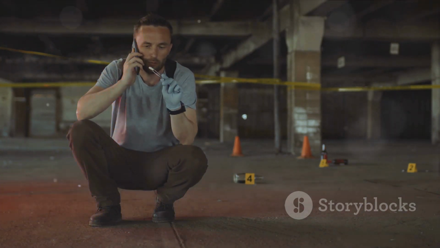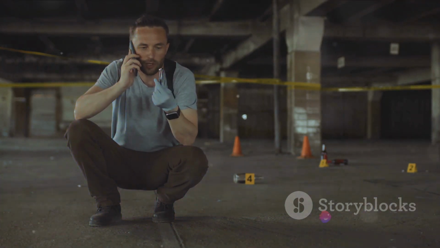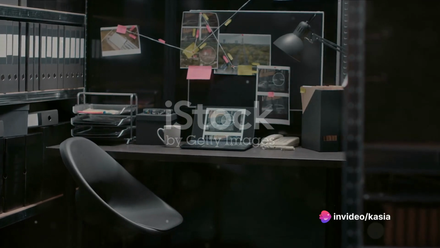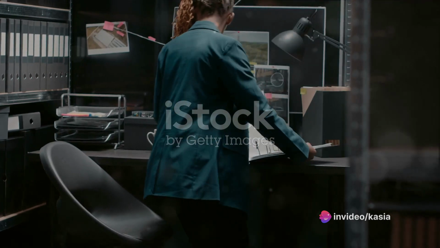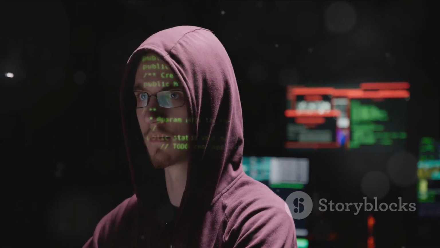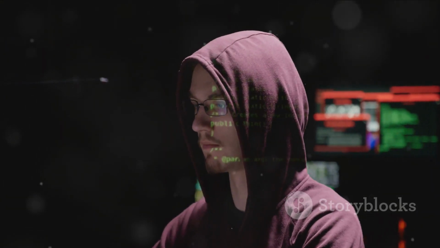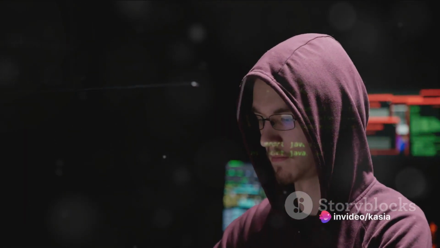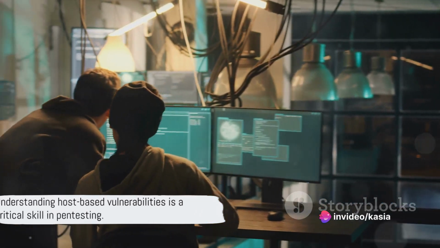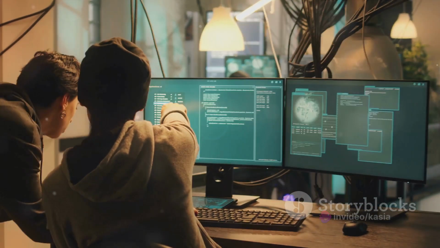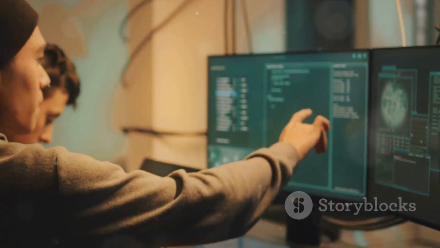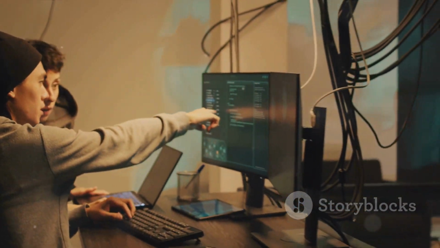Next, we delve into vulnerability analysis. This stage involves dissecting the gathered data, identifying potential weak points, and understanding their implications. It's like being a detective, where you're looking for clues and patterns that could reveal potential threats. Finally, we validate these vulnerabilities. This is where we verify the identified threats, ensuring that they are indeed real and not false positives. Remember, understanding host-based vulnerabilities is a critical skill in pen testing. It's not just about finding these vulnerabilities, but understanding them and knowing how to exploit them effectively.